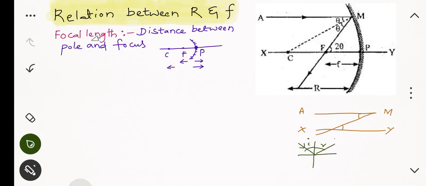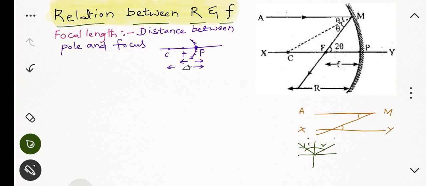Students, welcome to physics class. Today we will discuss the relation between R and F. Here R is called the radius of curvature.